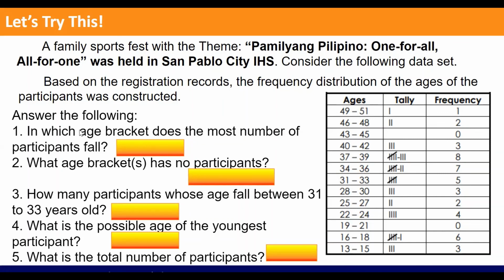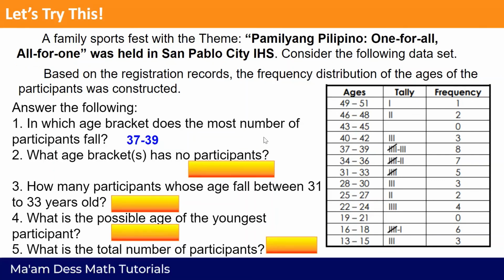Ayan. Now, let us answer the question. In which age bracket does the most number of participants fall? Ayan. Most number of participants fall. So, ano daw age bracket yon? So, syempre, dito ka titingin sa frequency and then find out the age bracket. Yung may pinaka mataas na number of participants. Let's find out. Okay, it is 37 to 39. So, asan po yun? Hanapin. Ito yan, 37 to 39. And then, nakita natin yung frequency ay 8. So, 8 yung pinakamataas na frequency.